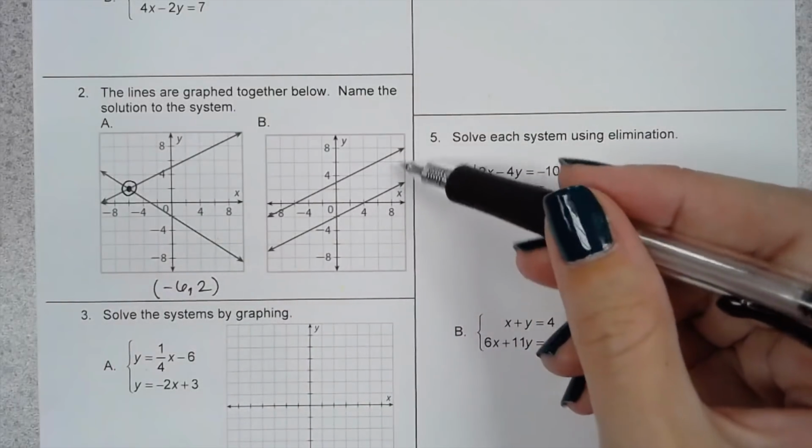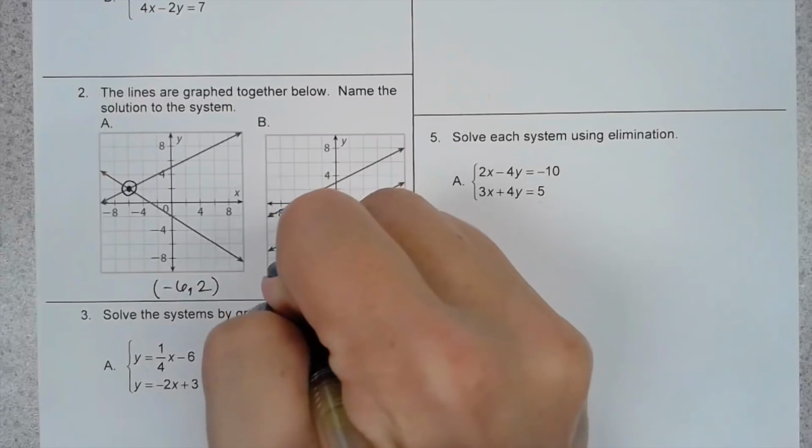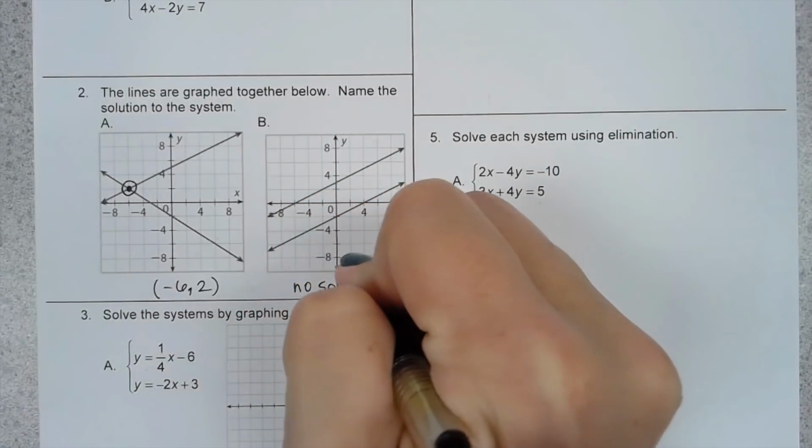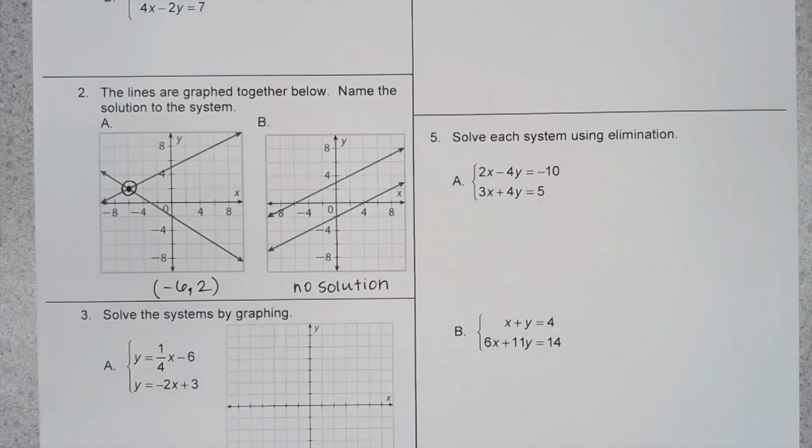Over here on B, these two lines are parallel, so they never intersect. And anytime that happens, we say that the answer to the question is that those lines have no solution.